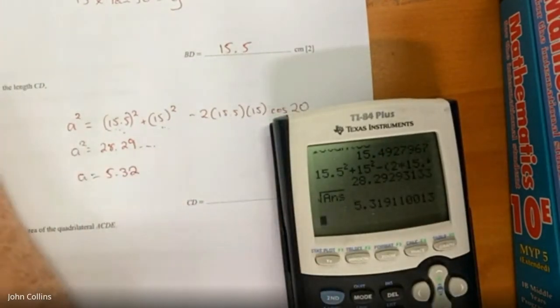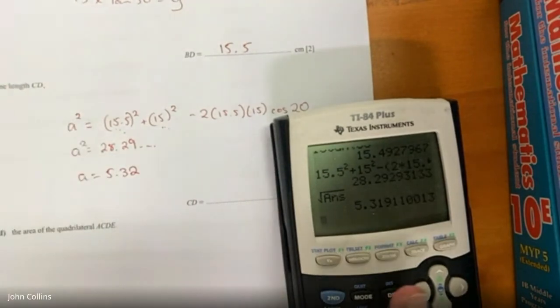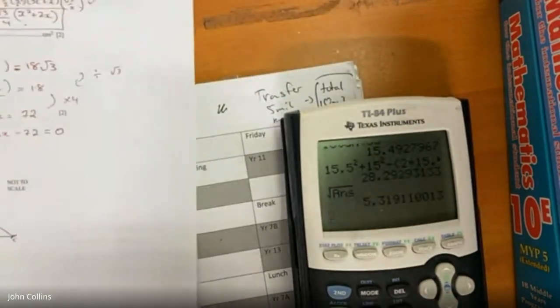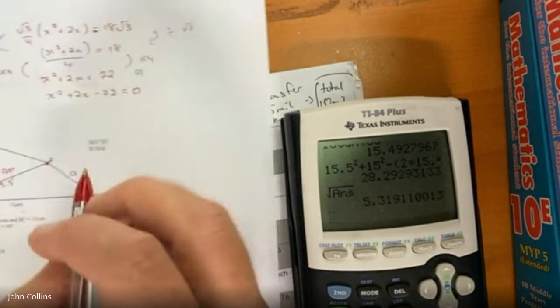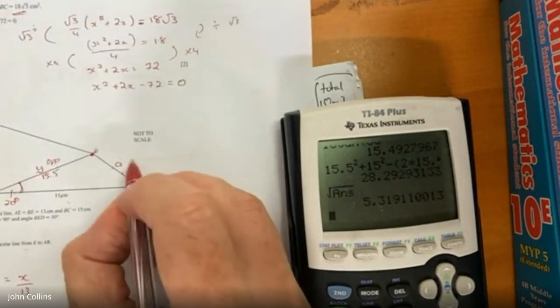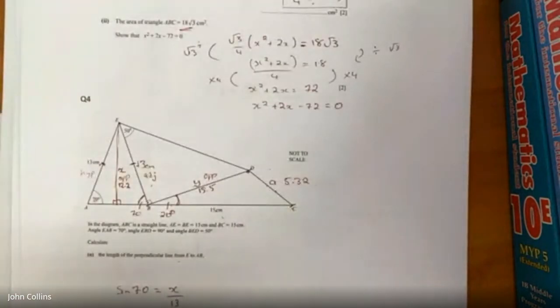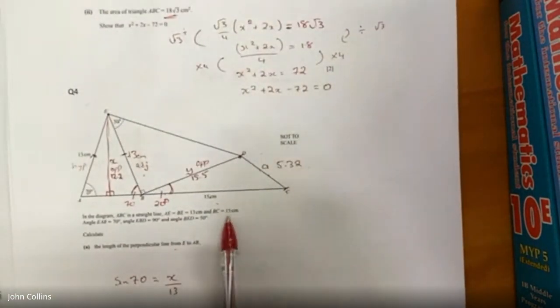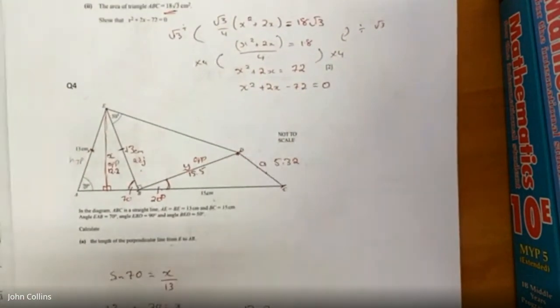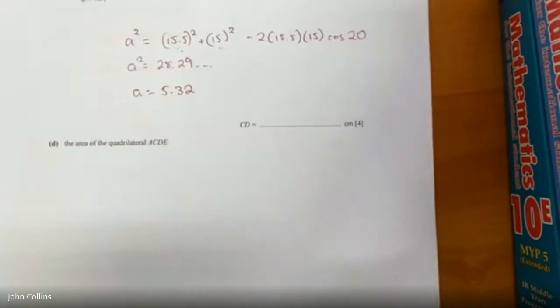Rounded to three significant figures. Just going to have a little check, make sure that makes sense. 5.32 for this length. Yeah, I think that's okay. It's definitely a lot shorter than the other two. And it's not to scale, but it has to still make a bit of sense. And the last question.